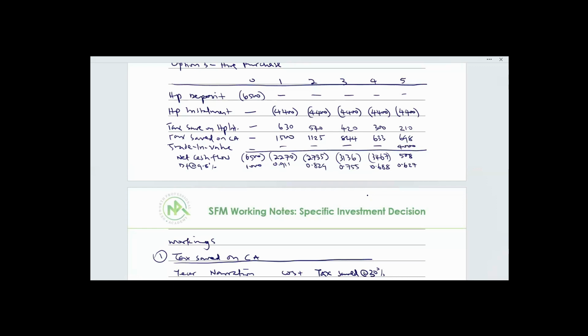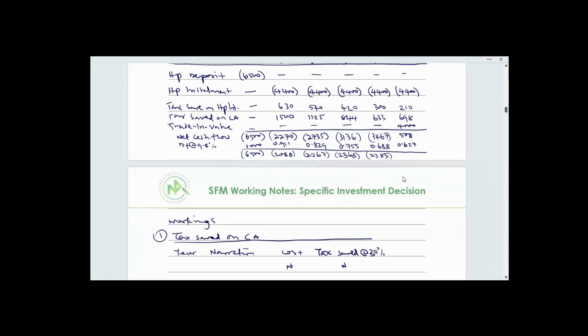So let's get the present value. Year 0 is 6,500. Year 1 is 2068. Year 2 is 2267. Year 3 is 2368. Then 2385 for year 4, and 319 for year 5.